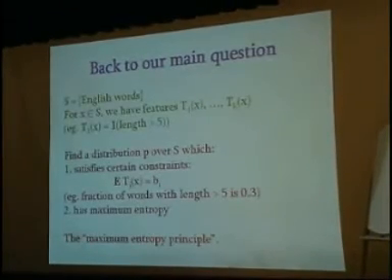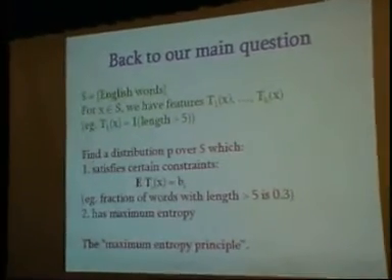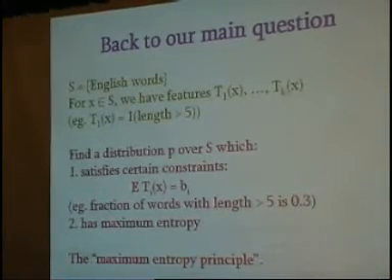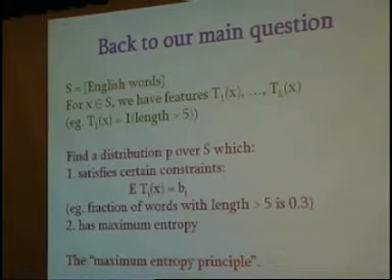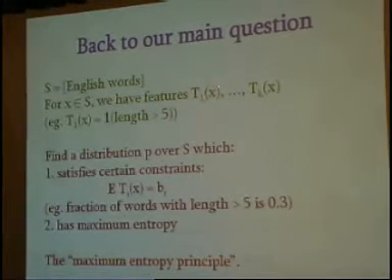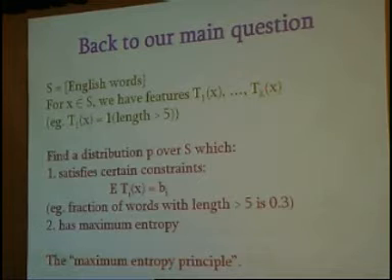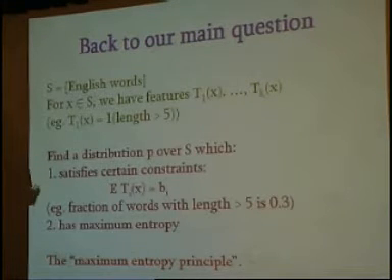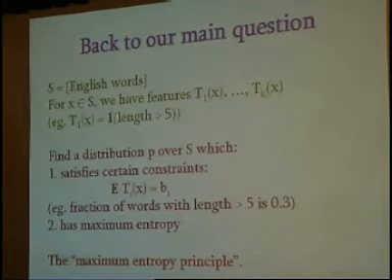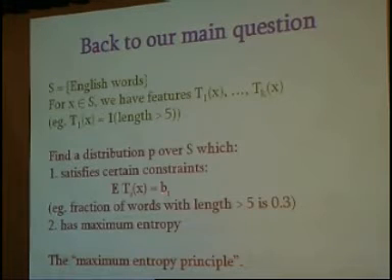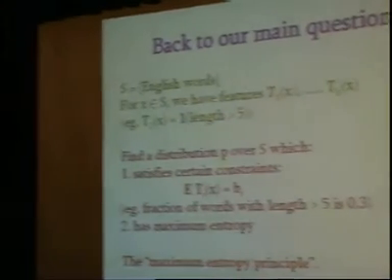So let's return to our main question. Now that we have a notion of randomness, we can actually try to formalize this question a little bit. We had a large set S, which in our toy example was just English words. We measured a bunch of features for each word. So for each word we defined, say, k features. The first feature was just that the word has length more than 5. Now we wanted to find a distribution over S. We wanted to find an assignment of probabilities to all the words that satisfied the constraints we'd observed. We observed that 30% of the words have length more than 5. So it satisfies these particular constraints, but otherwise is as random as possible.